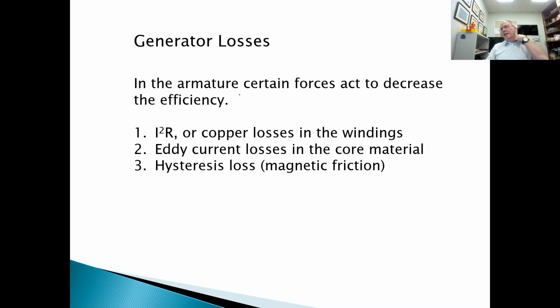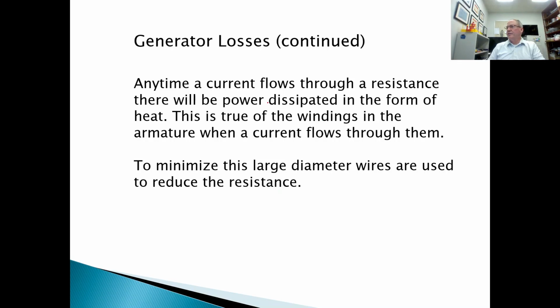Now, in a generator, you're going to have losses due to the I squared R, or copper losses in the winding, or the eddy current losses or hysteresis losses due to the magnetic friction. Remember last week we compared a magnetic circuit to a regular electronic circuit, and the opposition to the flow of magnetism is what's known as the hysteresis loss. It's like the resistance. All right. Now, anytime a current flows through a resistance, there will be power dissipated in the form of heat.